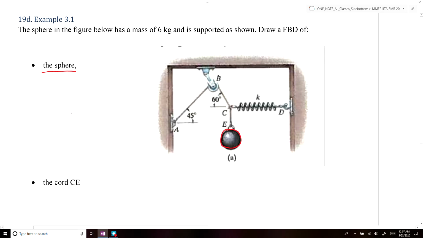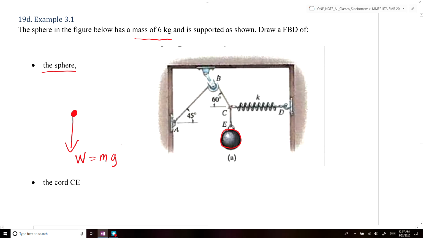So we have a sphere at point E. The first thing we're going to do is draw the outline shape of our sphere. We can just draw it as a circle. That is easy. The second step is to show all the forces that are being applied to the particle. In this case, we are given in the problem statement that the sphere has a mass of 6 kilograms. So we know that the weight of the sphere is going to apply a force, and we know that weight is going to be proportional to the mass of the sphere times the gravitational constant g.